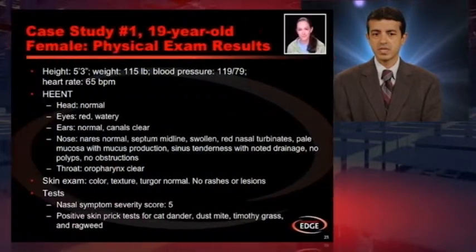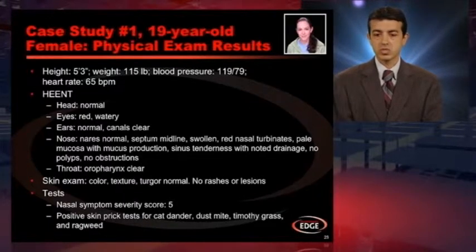What about physical exam? Her HENT exam was abnormal for the nares. She had septum that was midline but swollen, red, nasal turbinates, pale mucosa with mucus obstruction and production. Sinus tenderness was noted with increased drainage. However, no polyps were appreciated. Throat exam revealed a clear oropharynx. Skin exam, color, texture, turgor were normal.